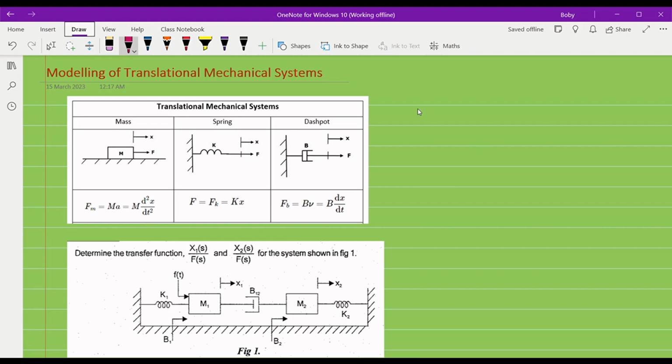Hello students, today I'm going to talk to you about modeling of translational mechanical systems.